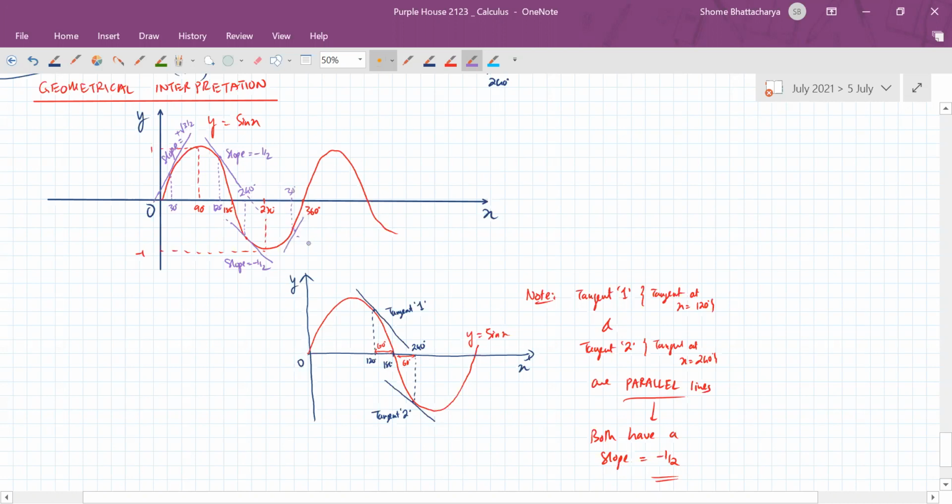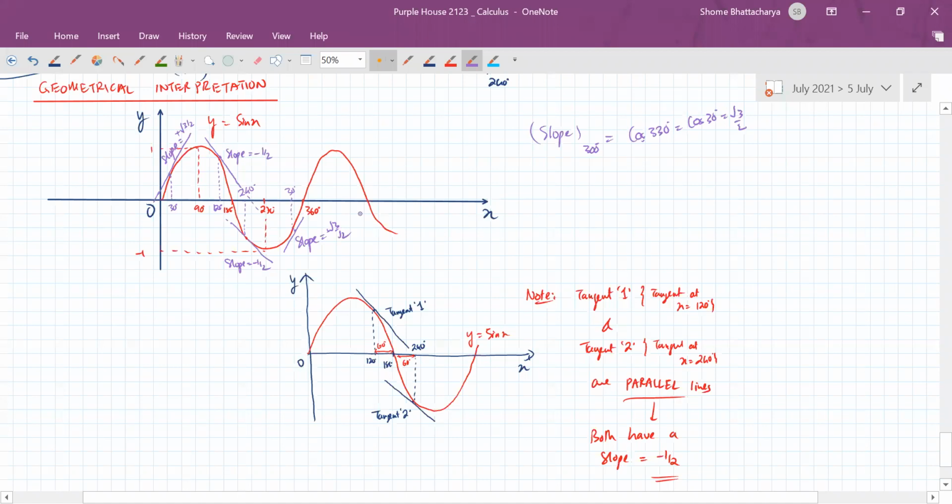So see this slope. This will come out to be how much? Slope at 330 degrees will be nothing but cos 330, so that is positive cos 30. So that's again root 3 by 2. So these two are parallel, and this is having a slope of root 3 by 2. Okay, sir. Thank you, sir.